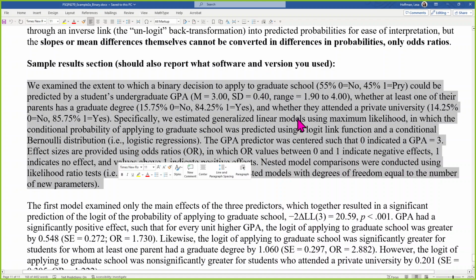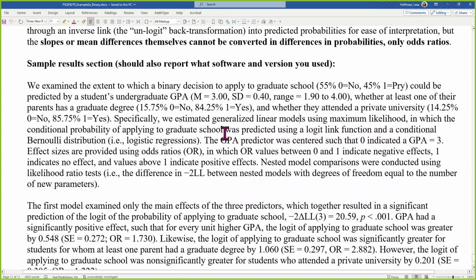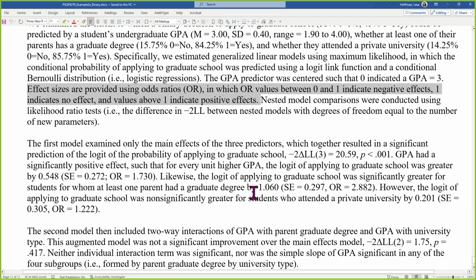It's what are you going to do, broadly speaking? Like these are my variables. This is the scale they're on. I might talk about centering here. I estimated general linear models using maximum likelihood. So that's the type of model. And then more specifically, the outcome is predicted with the logit link and a conditional Bernoulli distribution, i.e. logistic regressions, right? So between the combination of those words, somebody will know at least some part of the sentence. And then the GPA predictor was centered. Effect sizes are provided using odds ratios, in which I describe how to interpret these damn things because I don't expect people to know that.